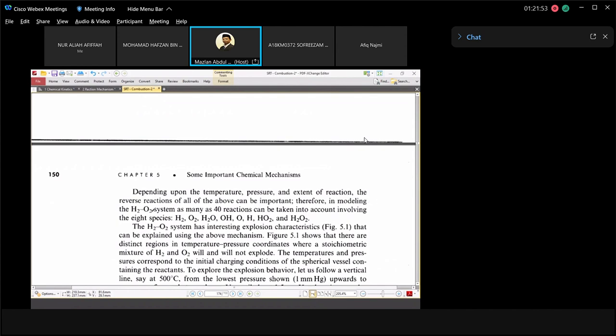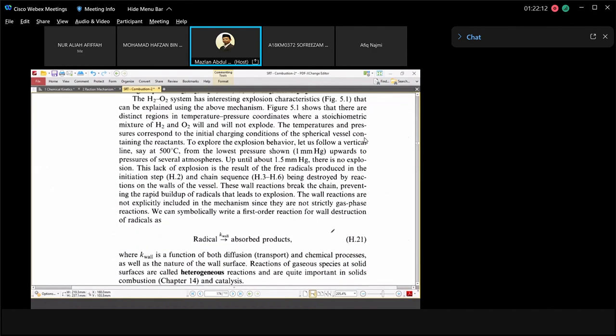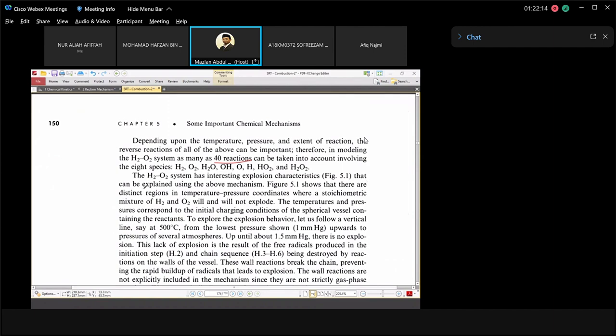Therefore, in modeling the H2O2 system, as many as 40 reactions, just now it's only 20, can go up to 40, can be taken into account involving 8 species. The H2O2 system has interesting explosion characteristics. This is shown in figure 5.1. That can be explained using the above mechanism.